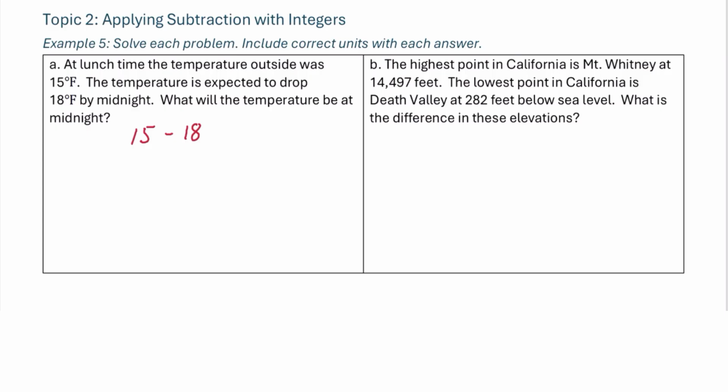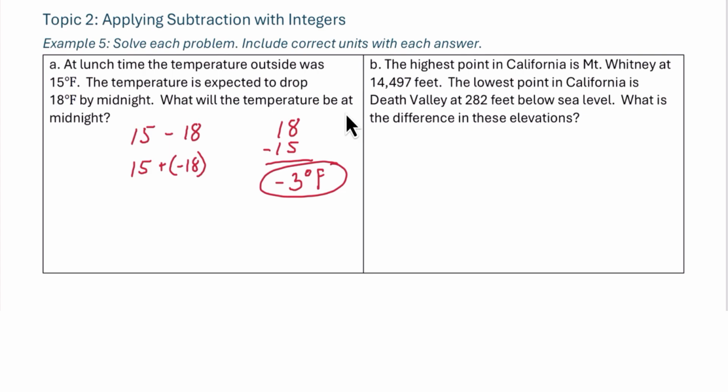When subtracting integers, we can think of it as keeping the first one the same and then adding the opposite of the second. 15 plus negative 18 is the same as 15 minus 18. We then subtract the smaller from the larger, giving us 3. But then we have to think about the sign of that number. If it started out at 15 degrees, which is positive, and then dropped by 18 degrees, it's now in the negative values. So negative 3 degrees Fahrenheit.